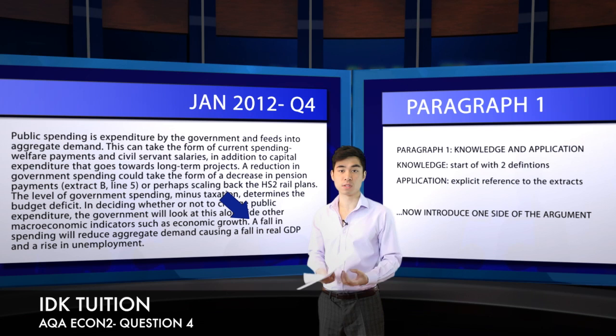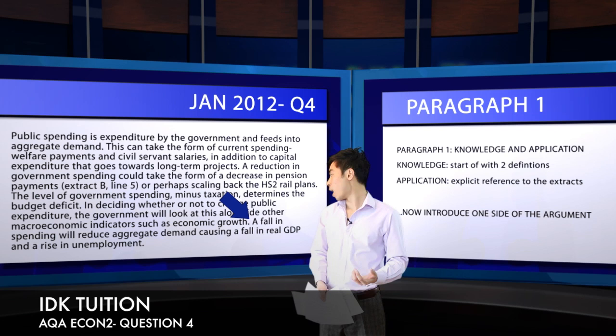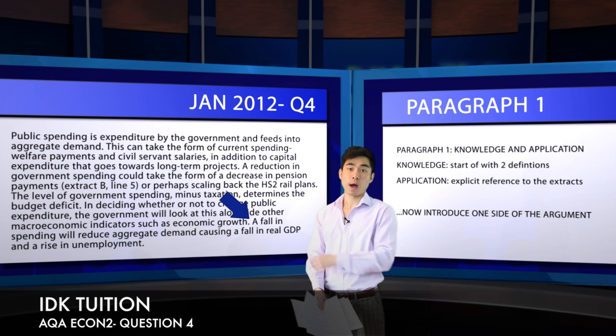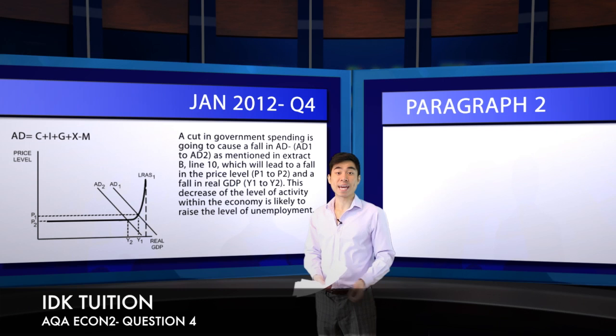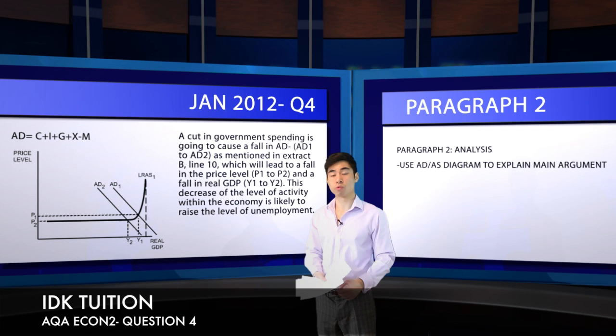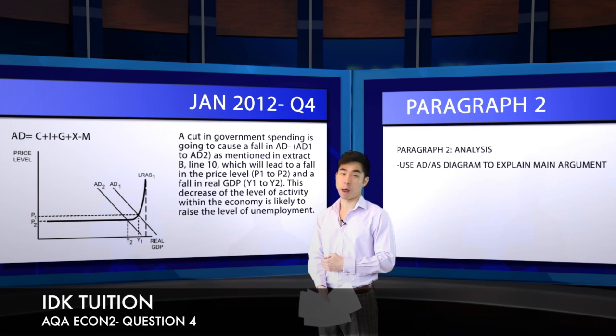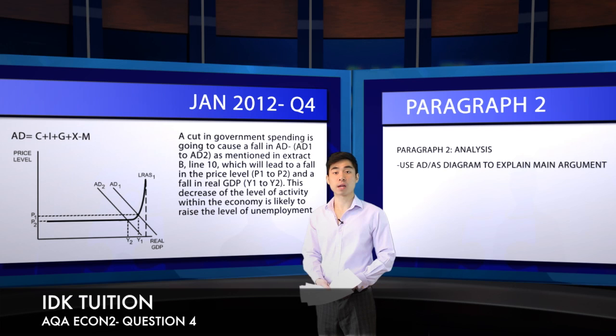Okay, so we're simply going to present one side of the argument, and this is the argument that you're going to make in paragraph 2, where we're going to pick up our analysis marks through drawing diagrams. We've introduced the main argument in paragraph 1, which was simply the fact that cutting government spending is going to reduce aggregate demand. Okay, we're going to build upon our knowledge and application marks, and expand upon this, hopefully picking up analysis marks. The way we're going to do this is by drawing a diagram.